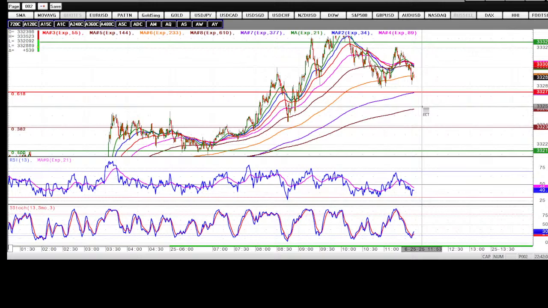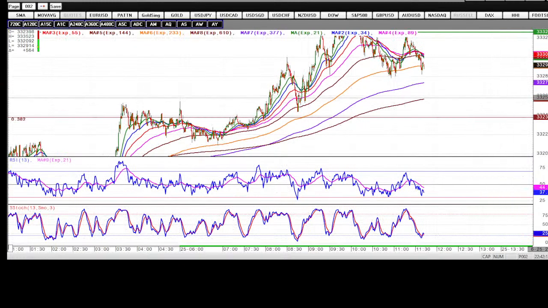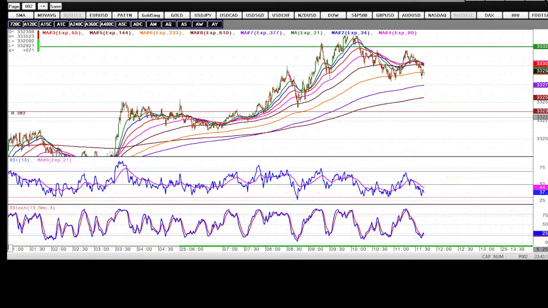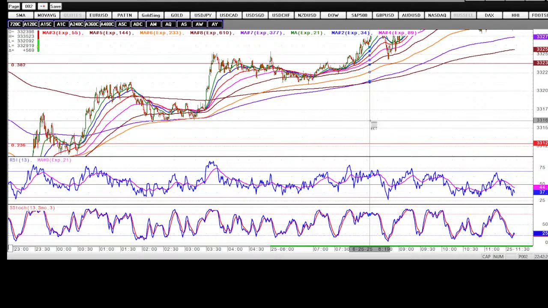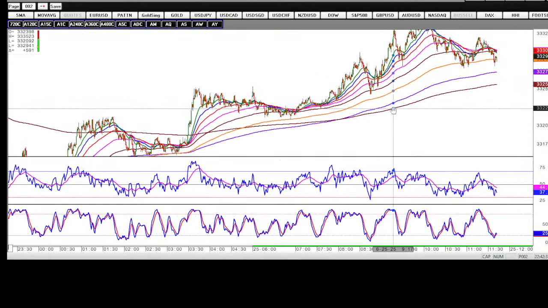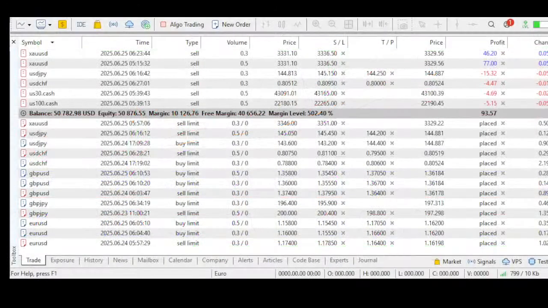Okay, let's decide on the TP first, for the trades which we are holding. Let's put two types of TP. One is we will fight to see the low, meaning 3295 or 96, that is your previous day low.